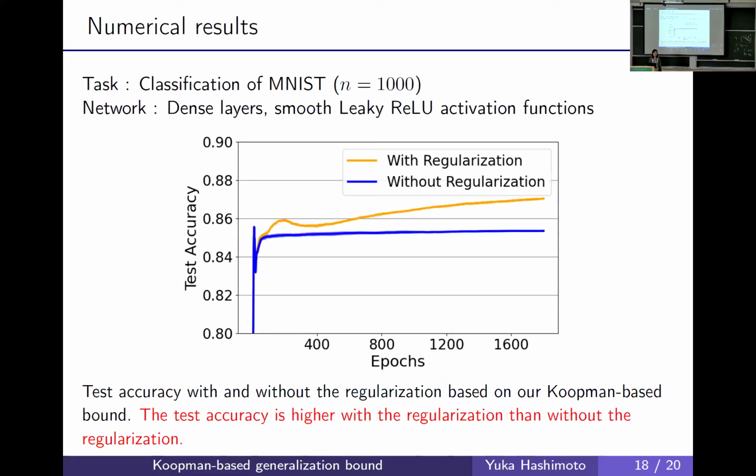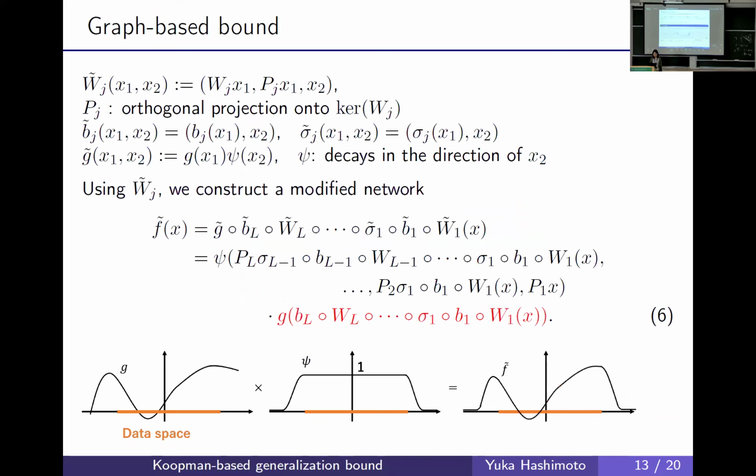So we finally show some numerical results. First, we consider a classification task on MNIST. Here, the vertical axis represents the test accuracy of the classification, so higher is better. The orange line is the result with regularization based on our Koopman bound. We try to minimize the loss function, but simultaneously we try to minimize this term.